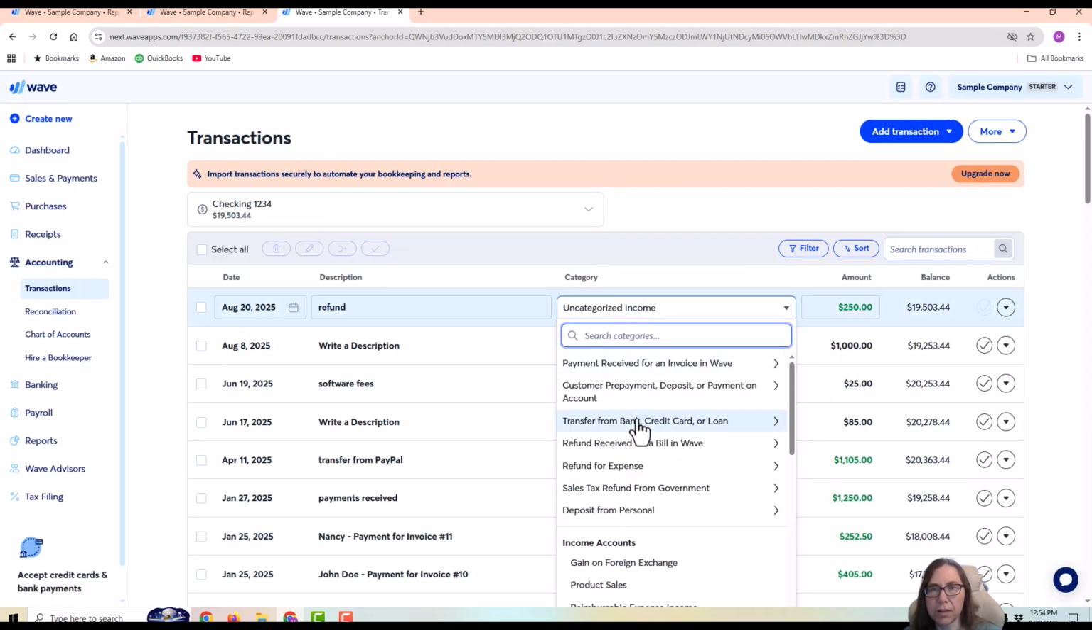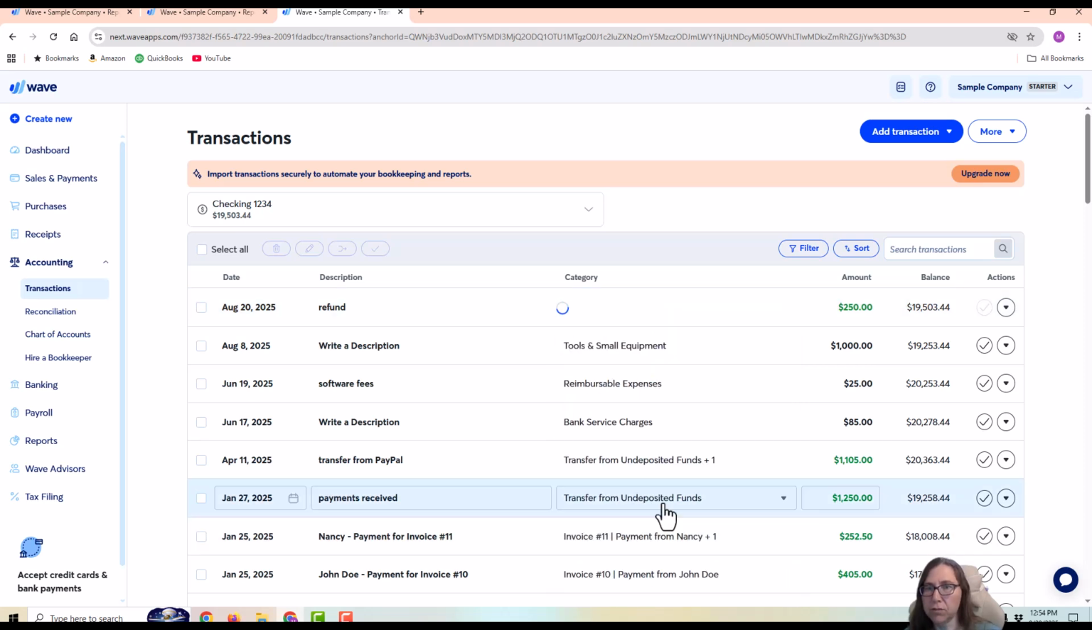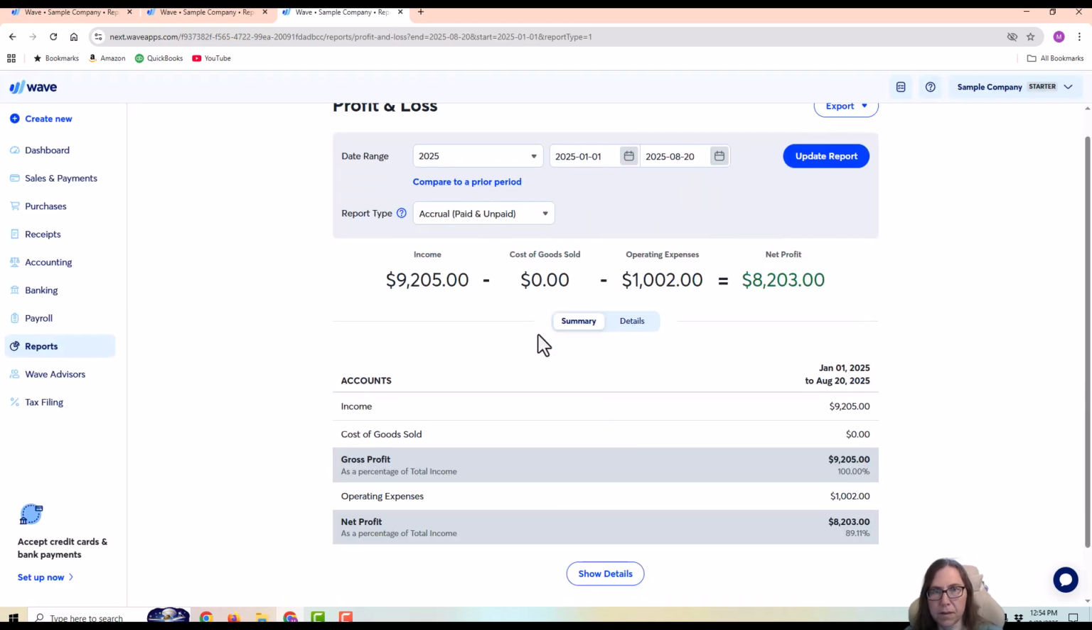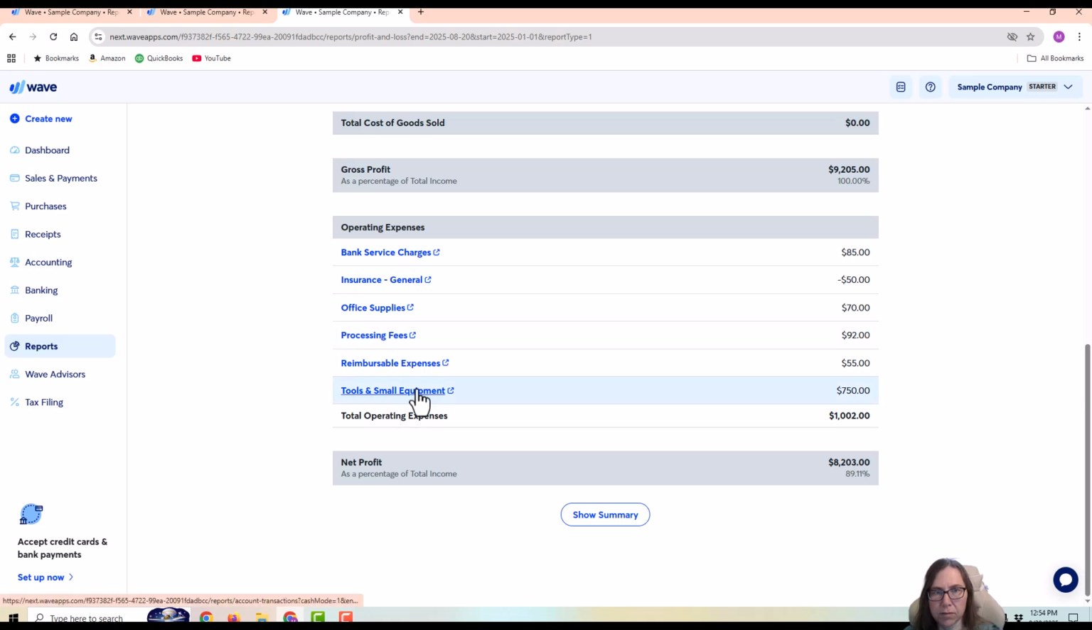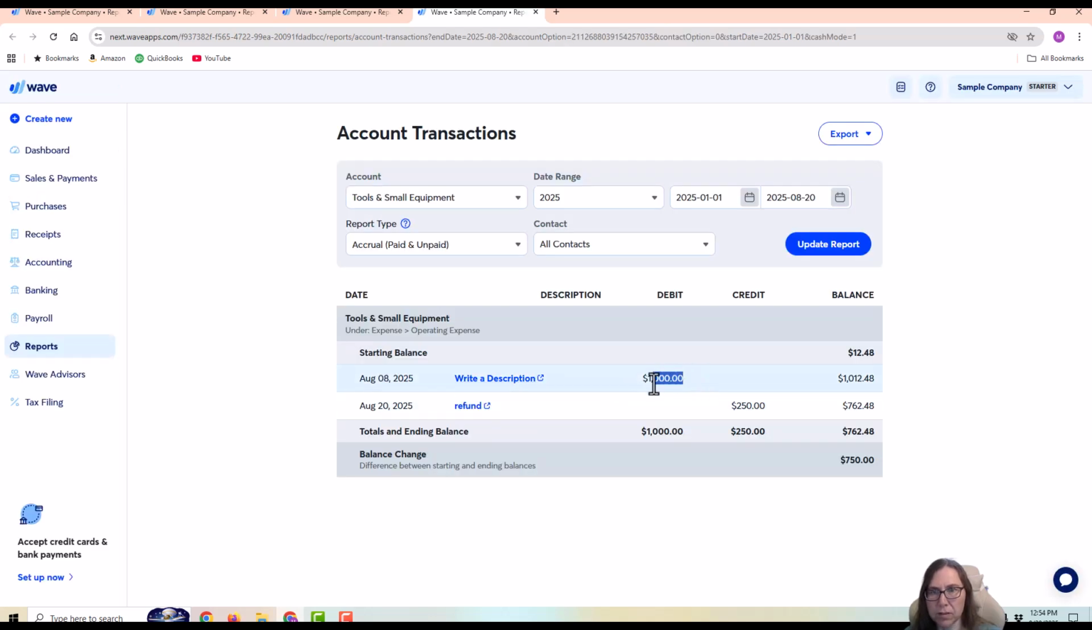So all I have to do here is choose refund for expense and then choose the same expense account that was used for the original purchase. And that's it. Okay, I'm going to go ahead and look at the report real quick just to see what that looks like. Here's tools and small equipment. And you can see the purchase of the expense was $1,000 and the refund was $250, which makes the net purchase or net expense $750.